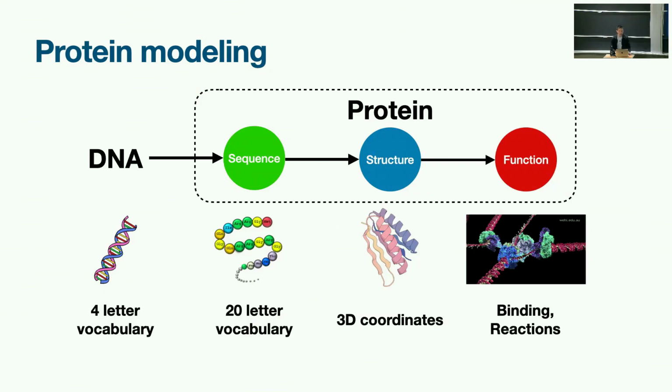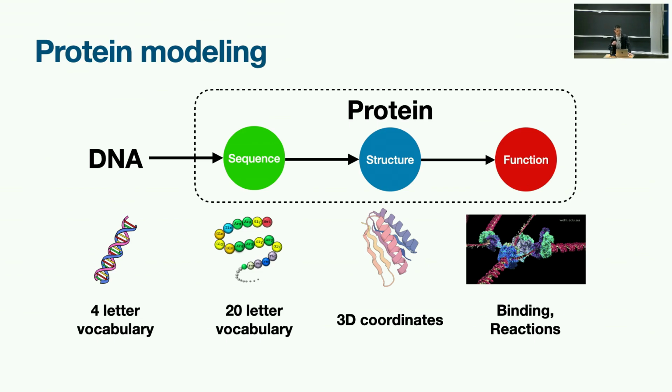So I'm going to talk a little bit about protein modeling to make sure we have this background knowledge. DNA, as we all know, is just a 4-letter vocabulary. And then from DNA through the central dogma, that becomes a protein sequence, which becomes a structure. And then the structure is what we can look into and try to figure out what the function of the protein is.